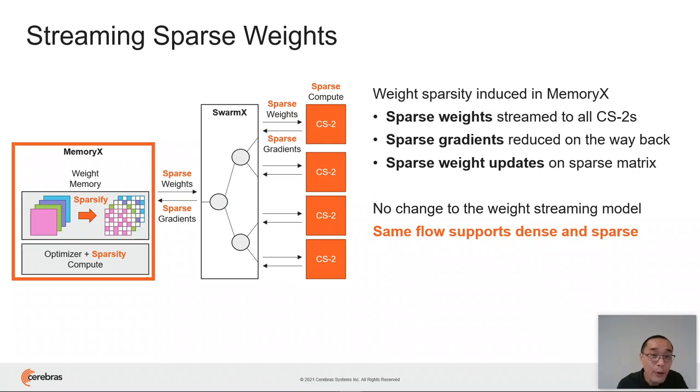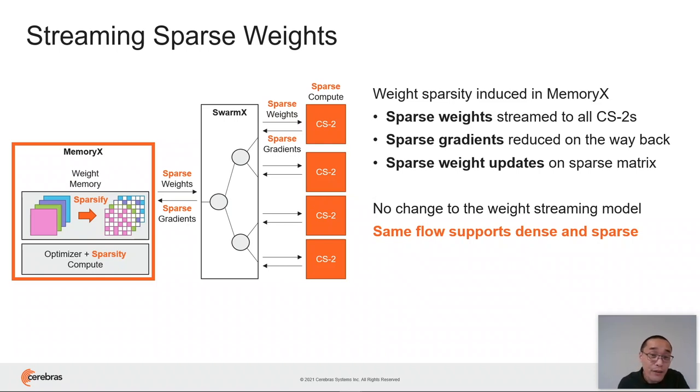And here's how that works within weight streaming. Sparsity is induced in the weight matrix in the MemoryX unit by using one of the ML techniques I described. And then the sparse weights are streamed to all the CS2s. The SwarmX interconnect broadcasts them all in sparse form. And when the CS2 receives them, it performs the computation in sparse form.